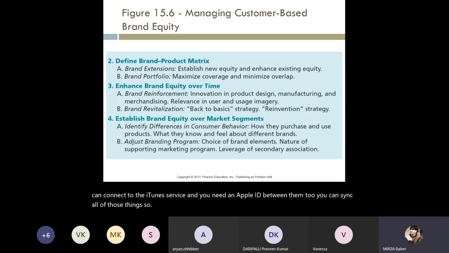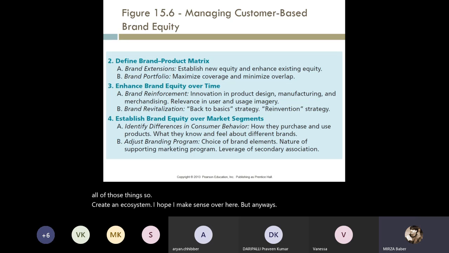Number 2, defining the brand product matrix. Brand extensions establish new equity and enhance the existing equity. An extension of the brand can be based on the product line as well. Are you increasing the product line downwards? That's the depth of it, meaning, are you creating new brand extensions for the same type of product? Let's say Oral-B has different products. They have a toothbrush, toothpaste, and dental floss. So that's the width of the brand extension.